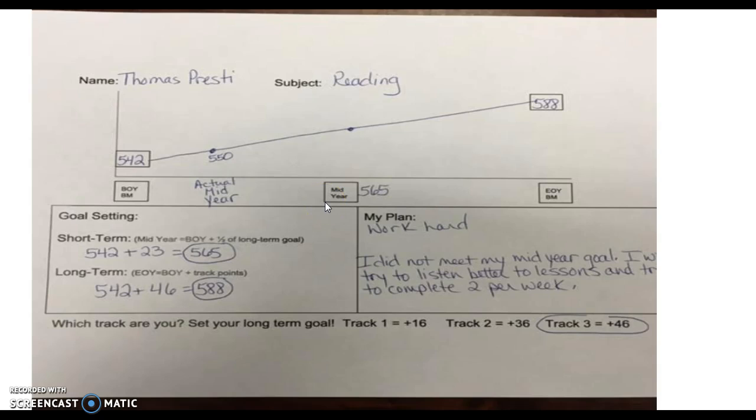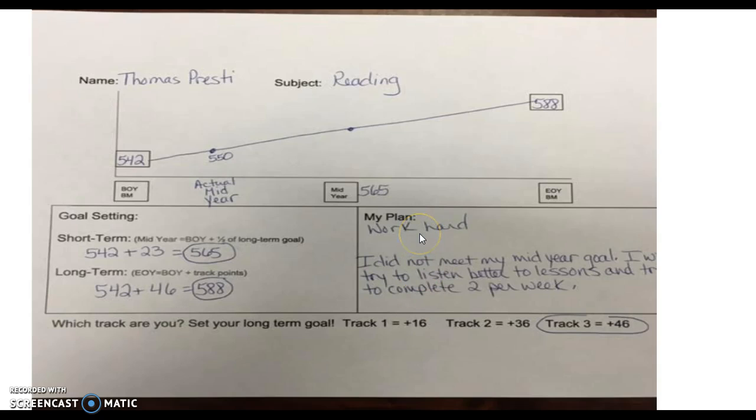And actually, if he was a track 1 student at 16 points growth, he would have met his goal. So he is actually making a year's worth of progress right now, but we really need Thomas to make more than a year's progress, which means he just needs to up that effort a little bit. It doesn't mean that he isn't doing well. It just means that he needs to up that effort just a little bit more to make the amount of growth that we need him to make. But he can still feel proud of himself.